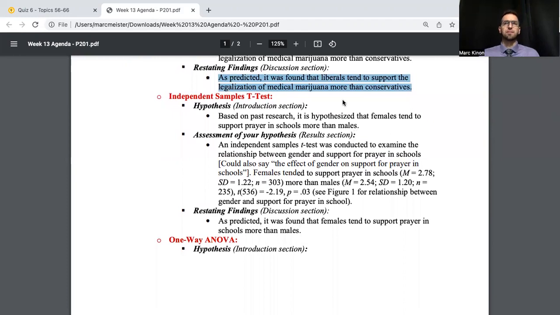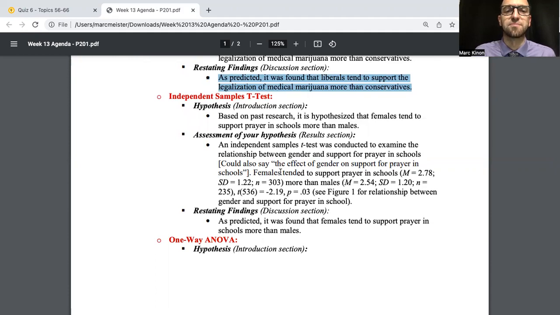So let's say you had an independent samples t-test. Based on past research, it is hypothesized that females tend to support prayer in schools more than males. So the assessment of your hypothesis, the results section, would look like this. An independent samples t-test was conducted to examine the relationship between gender and support for prayer in schools. Females tended to support prayer in schools more than males, and all your stats.